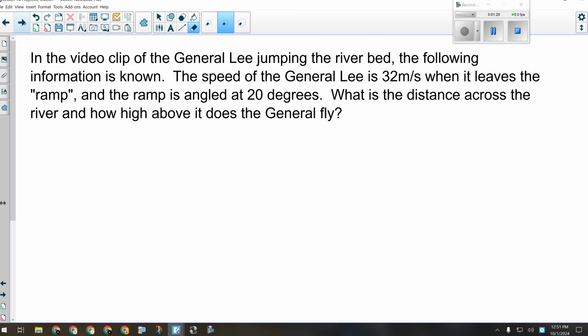So I'm going to show you a quick video clip here of this particular jump, and then we'll solve the problem on it. I want you to copy this example down. We're going to use it to review what we talked about last week with the mega whoosh slide and all of that. So the General Lee is jumping over the riverbed. This is the information we know. The speed of the General Lee is 32 meters per second upon launch, and the ramp is angled at 20 degrees above the horizontal. We want to find the distance across the river and the maximum height of the General Lee.